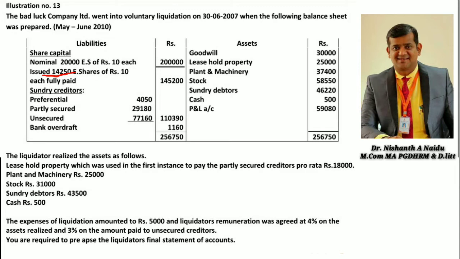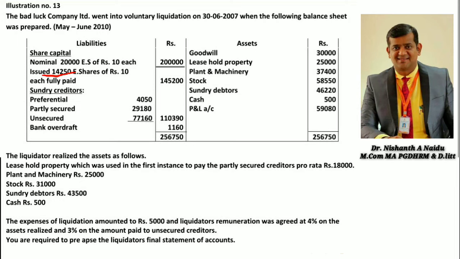But actually it is 1,45,200. So what you have to do is 1,45,200 divided by 10. The total number of shares is 14,520, not 14,250. So change it to 14,520 shares. Then only are we going to get the correct answer; otherwise, we don't. Because in the amount column, 1,45,200 rupees, the face value of the share is 10 rupees.